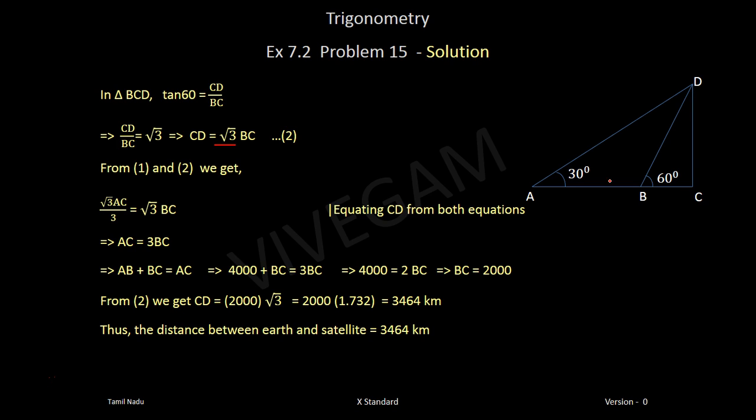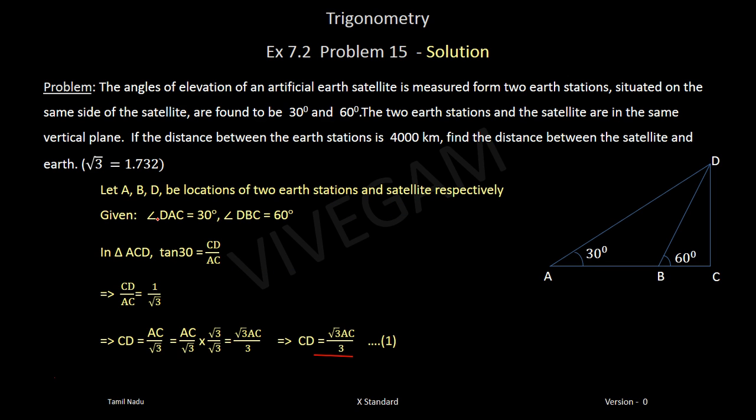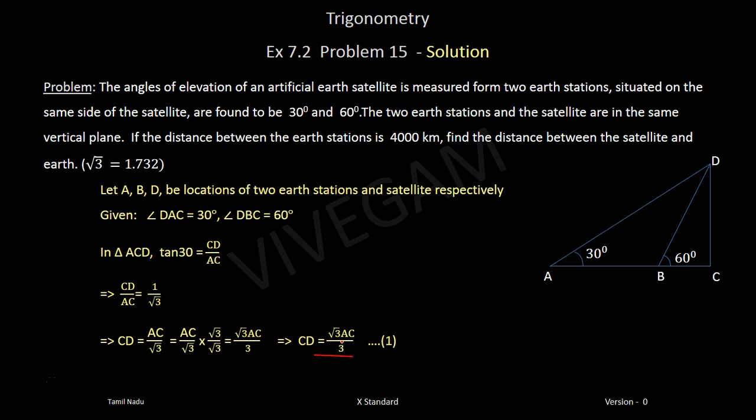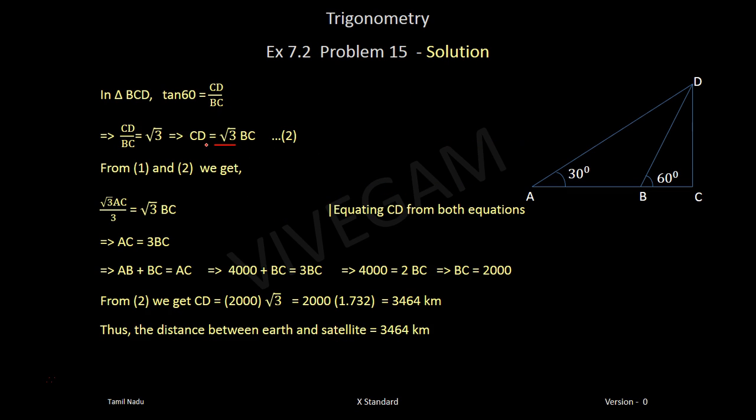But CD being the same, you can equate the RHS of both the equations. So which means root 3 AC by 3 equal to root 3 BC. Right? Let's just go one step back. So you got CD equal to root 3 AC by 3. And here you are getting CD equal to root 3 BC. So which means the RHS of this and RHS of this are equal because it is the same CD. So that is how we are getting root 3 AC by 3 equal to root 3 BC. You can cancel this root 3 and root 3. So AC will be equal to 3 BC.